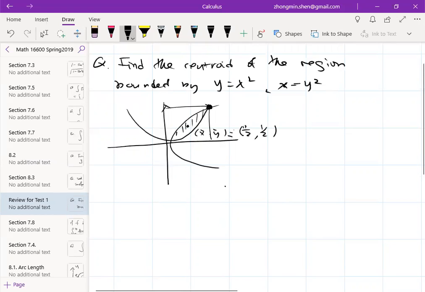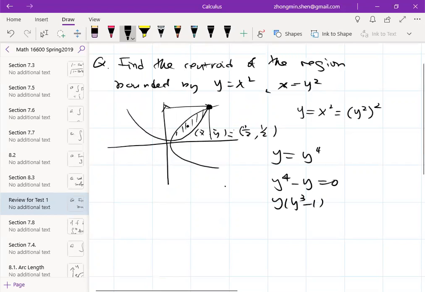Okay, yeah, and this is a vertex. This is an intersection point. How do you find the intersection point? Y equals x squared, x equals y squared. So in order to find the intersection point, you square: y equals x squared, x equals y squared, so you get y equals y to the fourth power, and then y to the fourth power minus y equals 0. The solution is y equals 0 and y equals 1. There's no other solution. So when y equals 0, x is 0. When y equals 1, x equals 1. So you got two intersection points.